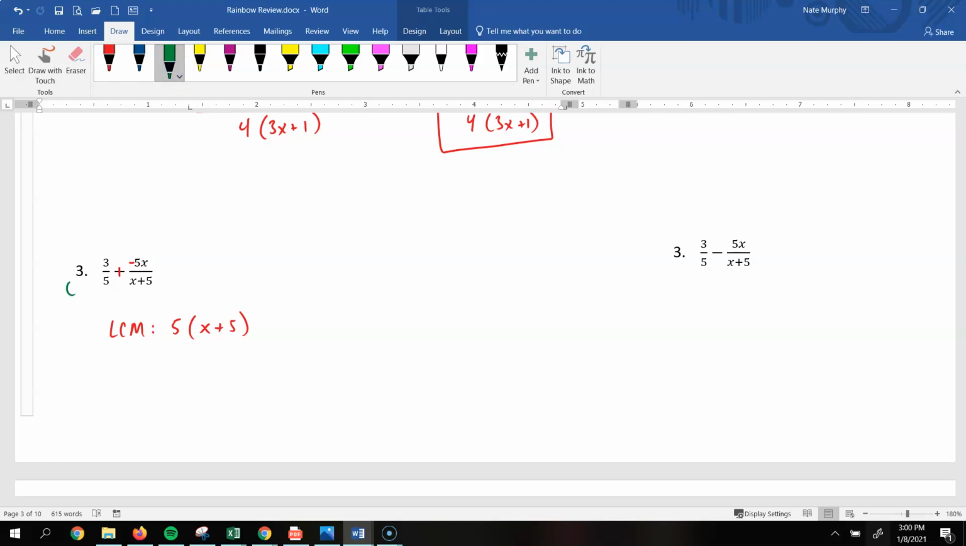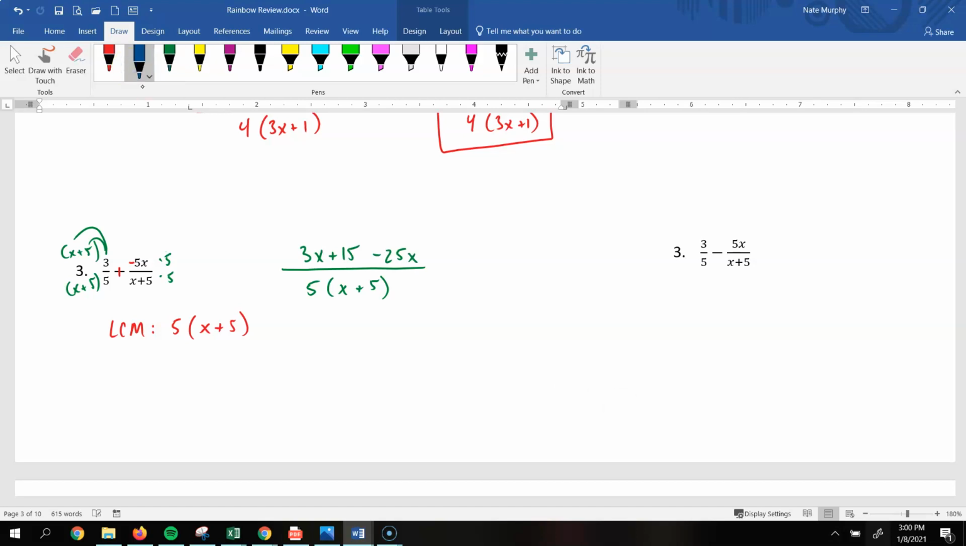So in that first fraction, I'm missing an x plus 5, so I'm going to multiply the top and bottom by x plus 5. The second fraction, I'm missing a 5, so I'm going to multiply the top and bottom by just a 5. So let's see what we get. Again, I'm going to write this as one giant fraction with my LCM of 5 times x plus 5 as my denominator. The numerator, I'm going to distribute the 3 through, so we would have 3x plus 15. And then negative 5x times 5 is just negative 25x.